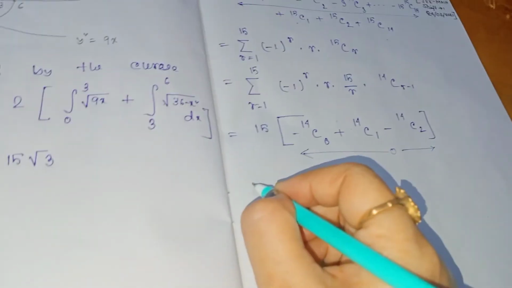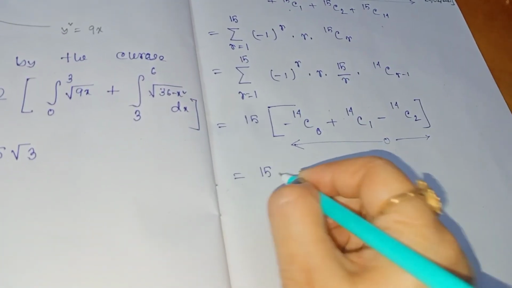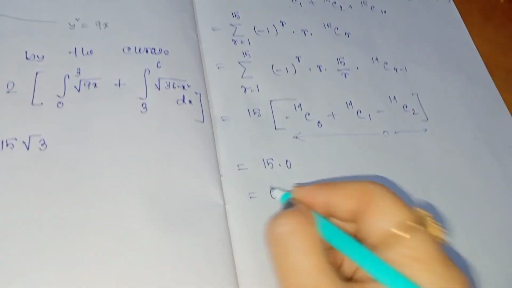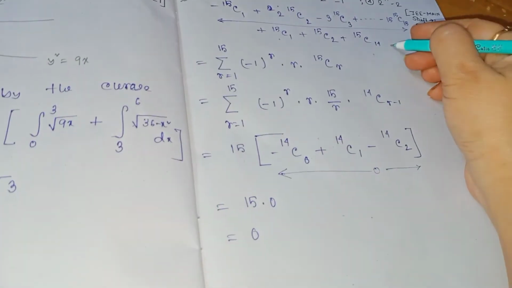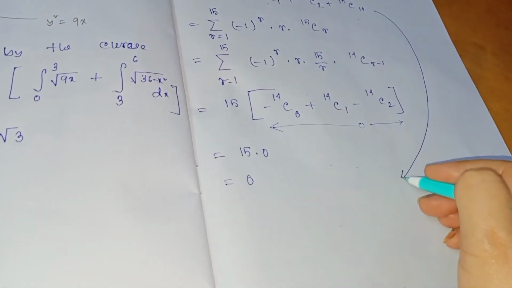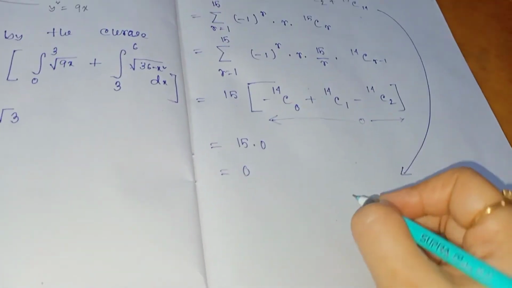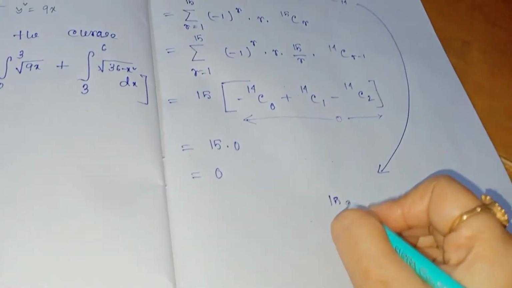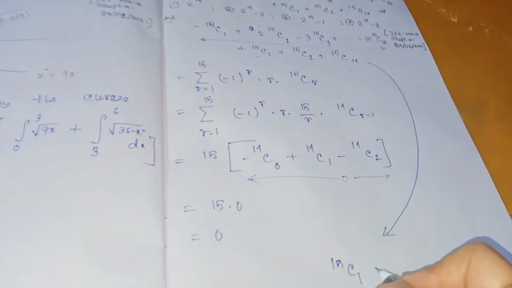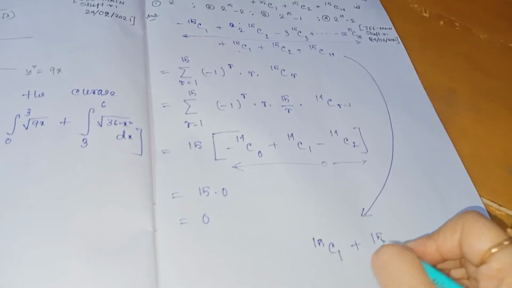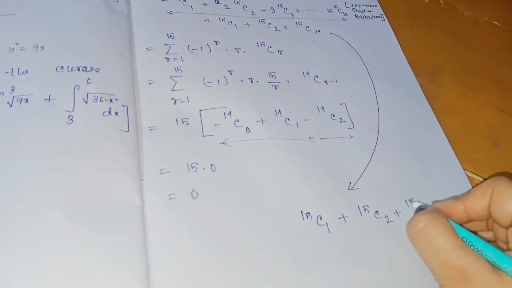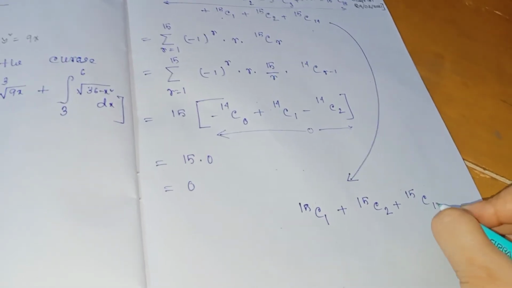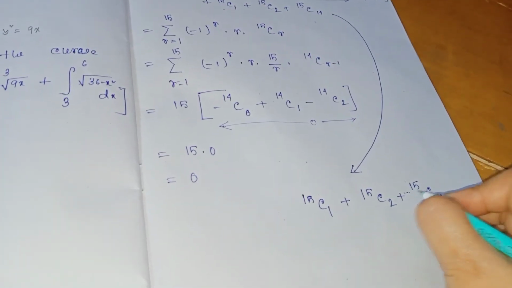So 15 into 0 is equal to 0 here. So the value of this series is 0. Now we should calculate this one, which is S equal to 15 C1 plus 15 C2 plus up to 15 C14.